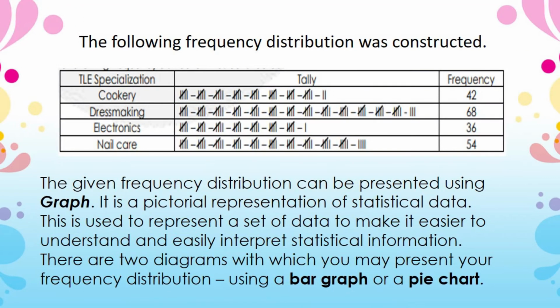The given frequency distribution can be presented using a graph. It is a pictorial representation of statistical data. This is used to represent a set of data to make it easier to understand and easily interpret statistical information. There are 2 diagrams with which you may present your frequency distribution: a bar graph or a pie graph.